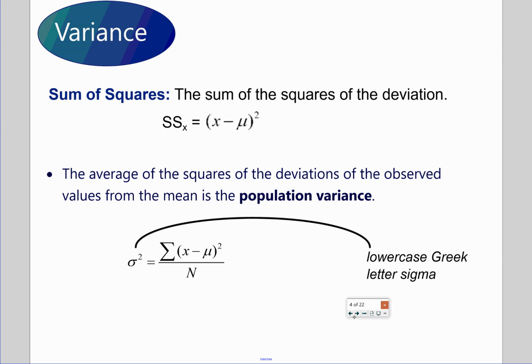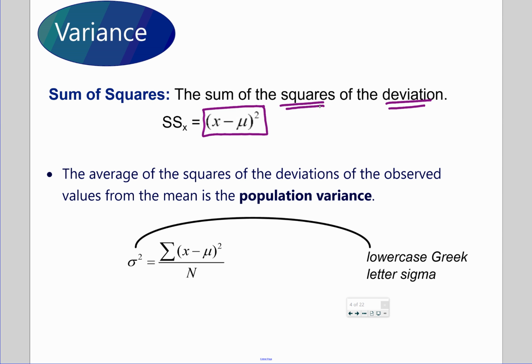Okay, so now the definition of a variance. So at the bottom here, this is going to be our variance formula. At the top first, we have a definition for what we call sum of squares. Sum of squares is kind of what it sounds like. We're going to take our deviations that we just found, we're going to square them, and then if we want the sum of squares, we add those all up.